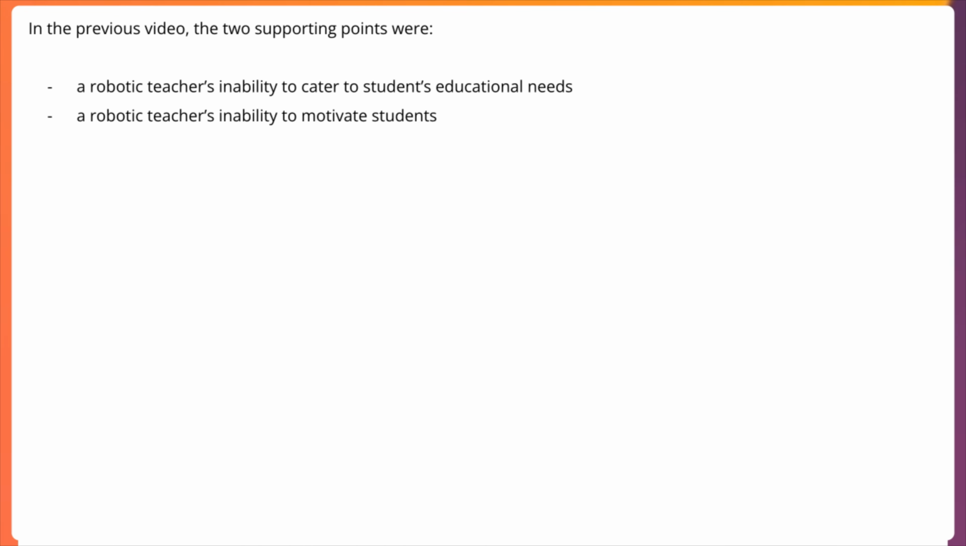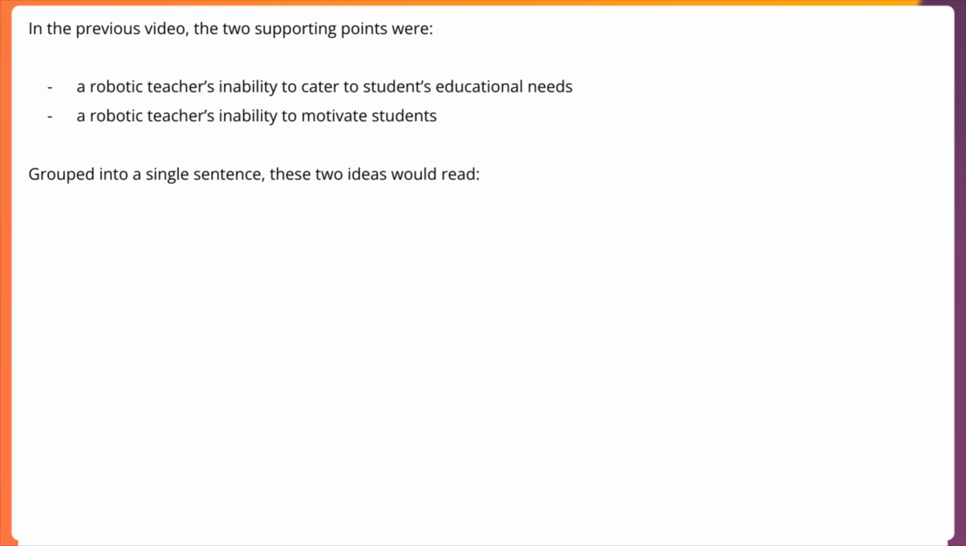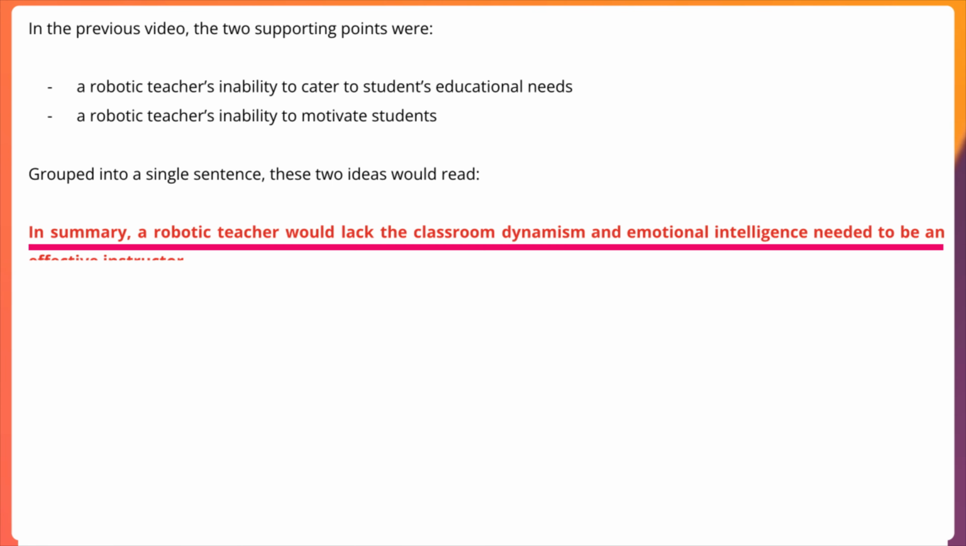Now, to understand in a better way, let's include the 2 supporting points that I used in writing the introduction. The 2 points were a robotic teacher's inability to cater to students' educational needs and a robotic teacher's inability to motivate students. Grouping into a single sentence, these 2 ideas would read, in summary, a robotic teacher would lack the classroom dynamism and emotional intelligence needed to be an effective instructor. Now this is going to be your first sentence of the conclusion, which is the summary of the whole essay.